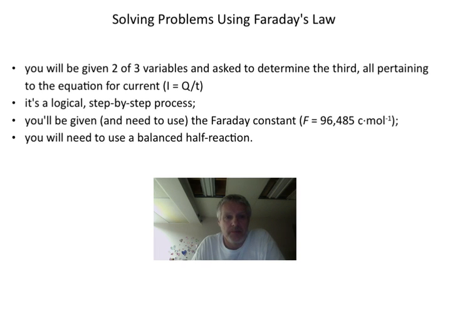You're going to be given typically 2 of 3 variables, and then you're going to have to determine the third, and all 3 of these variables pertain to this equation for current I. Current equals Q, total charge, divided by T, time. It's a logical step-by-step process, so just go through the steps, make sure you're covering everything, and it really is quite straightforward.